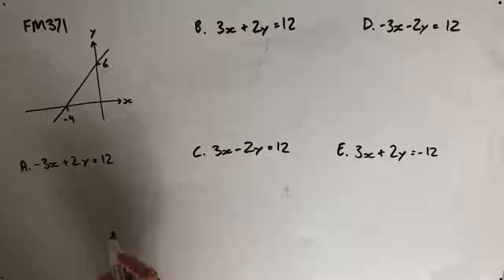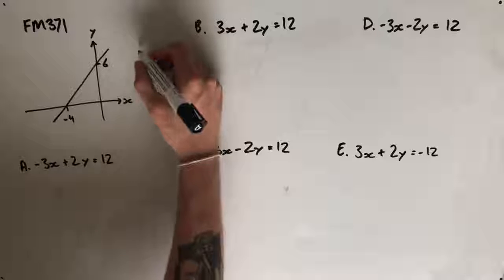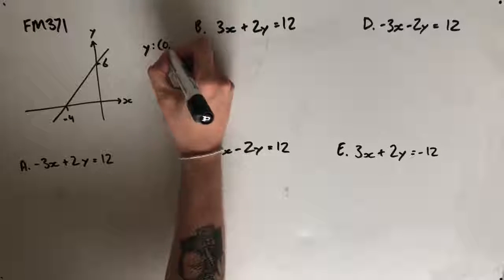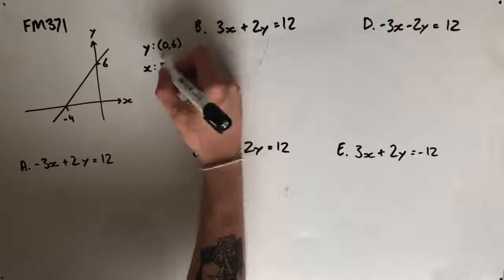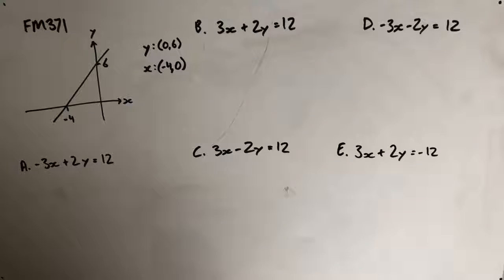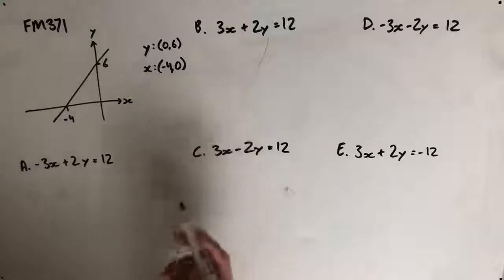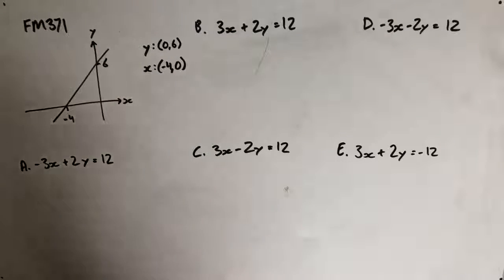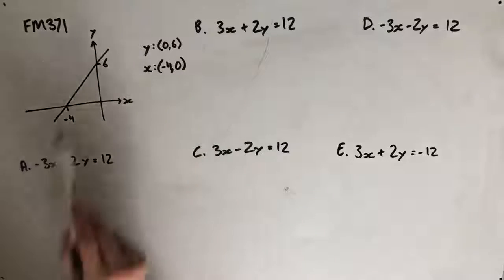So how we're going to figure this out is by using these x and y intercepts. We can see that the y-intercept is going to be 0, 6, and that the x-intercept is going to be found at -4, 0. Since all of these equations are in their intercept form, we can quickly find the x and y intercepts, compare them to the ones that we know are true for this line, and from that deduce which of these is the equation for this line.